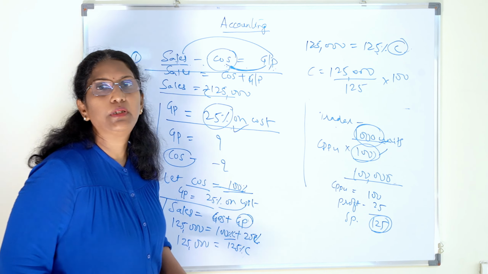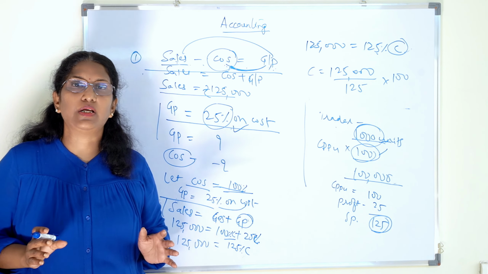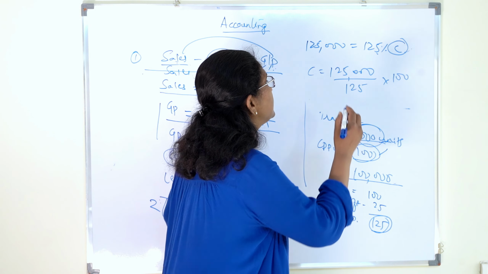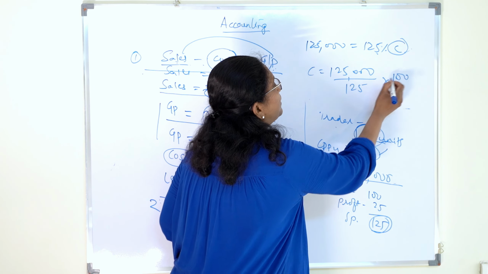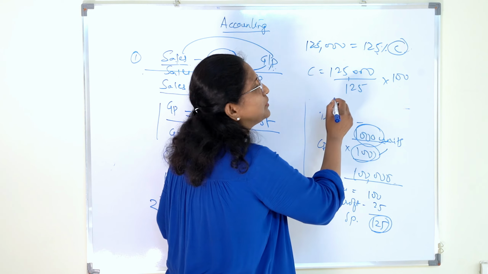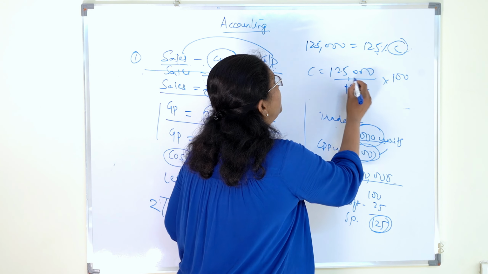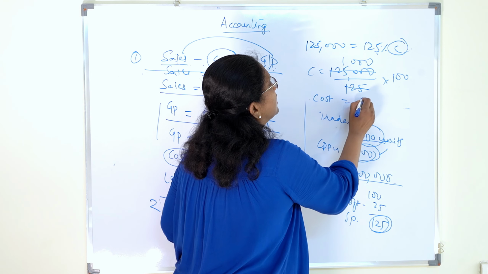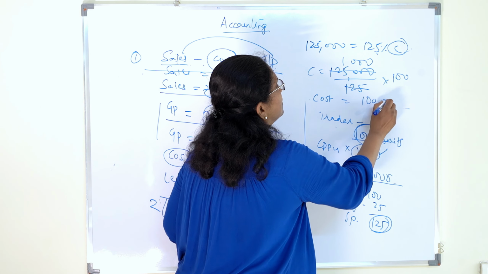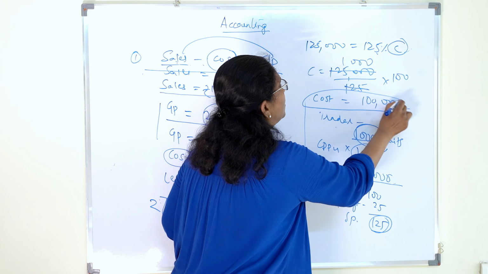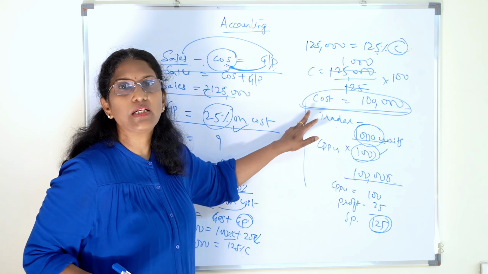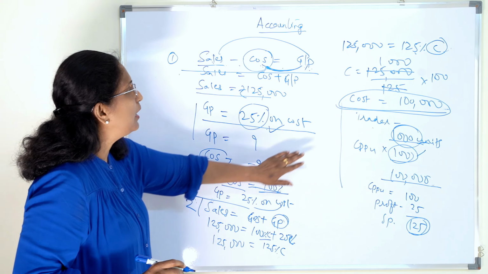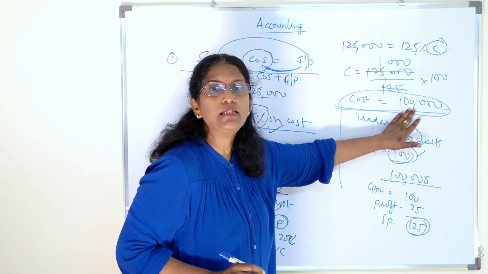I hope you will be able to do this formula in a very simple way, like 125,000 upon 125 into 100, that is in percentage. Why am I multiplying again here? This is in percentage, so I am taking it to the numerator side. 125, 1. So what is my cost of sales now? It is equal to 100,000. Once you get your cost of sales, I think it is very simple now for you. With this missing information, I have arrived at the cost, that is 100,000.